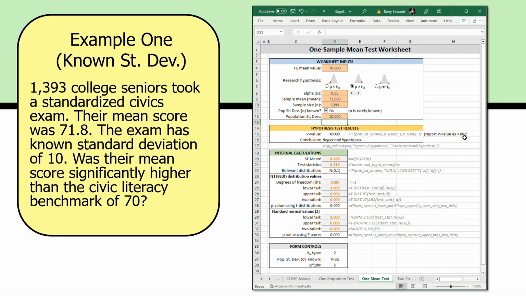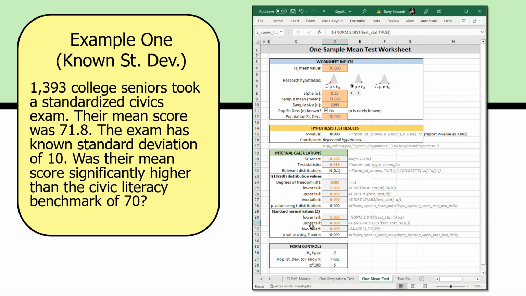That's a very small value, so we reject the null hypothesis because the p-value less than 0.001 is less than the alpha value of 0.05. And what we might look at for the internal calculations is that this is comparing the test statistic, which is a z-score of 6.718, to a standard normal distribution to obtain the p-value. So the p-value comes from this cell.